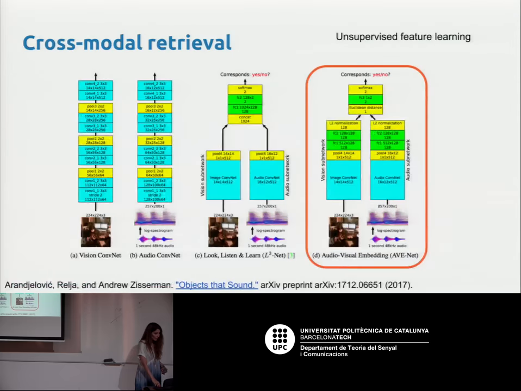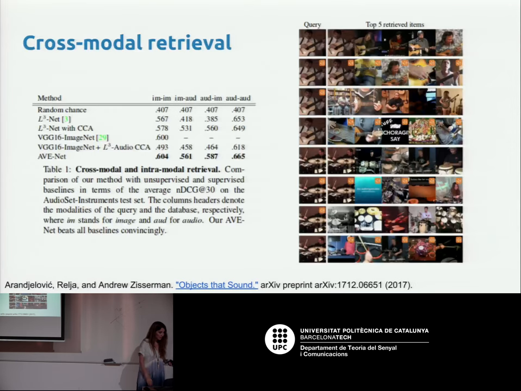Then another work that also targets cross-modal retrieval is an extension of the work that I presented before. This is the network that we have discussed, and they just propose a slight modification. Instead of concatenating the descriptors from the visual and audio channels, they compare them in the Euclidean space. They take the Euclidean distance, and on top of that, they place a classifier to say whether this is a match or not. By doing so, they learn this embedding, and they can compare both modalities. This is an example of what they do.